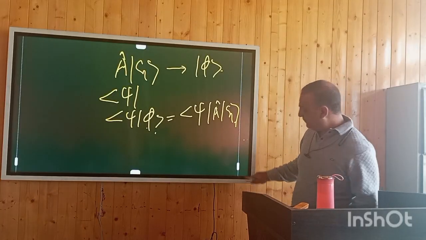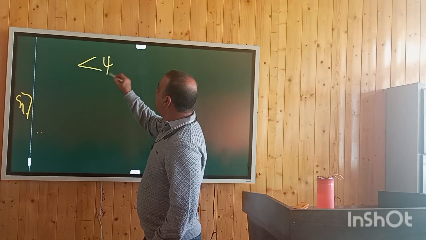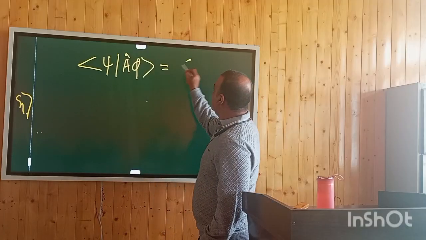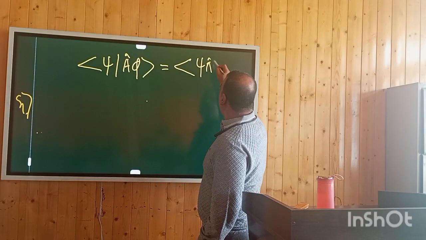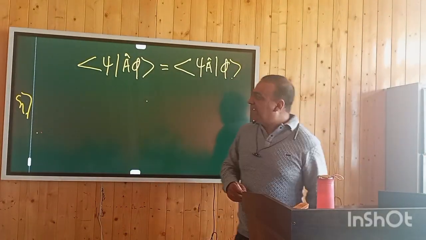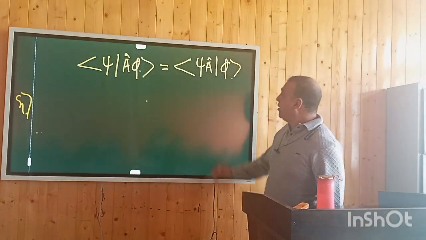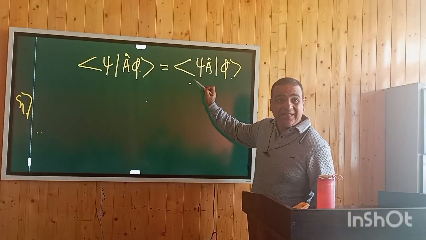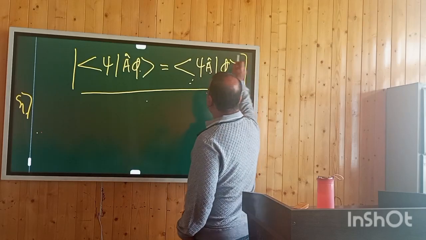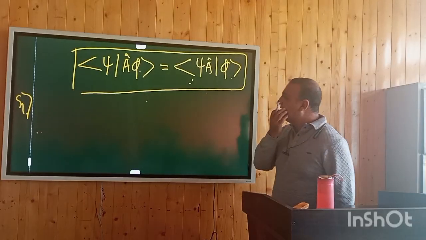Now, in this case, I can write like this: psi A phi is equal to psi A phi. There's no difference between the two. Either your operator first acts on phi and then on psi, or your operator acts first on psi and then on phi. The result will be the same. This is how the inner product is defined here.